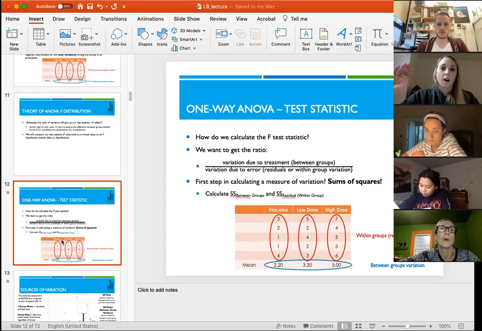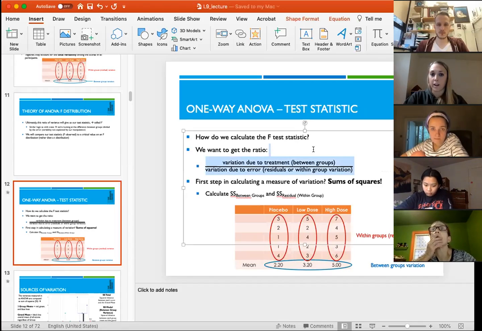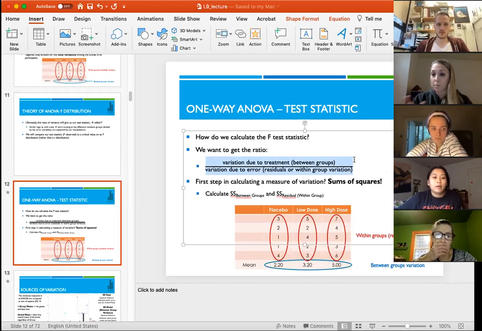Okay, so our one-way test statistic, or one-way ANOVA test statistic, this is our F score, or our F test. We want to get down to this ratio: variance due to treatment, so variance between groups, divided by variance due to error, or residuals, or within group variation. Again, you might see these words used all interchangeably. They're all going to mean the same thing.